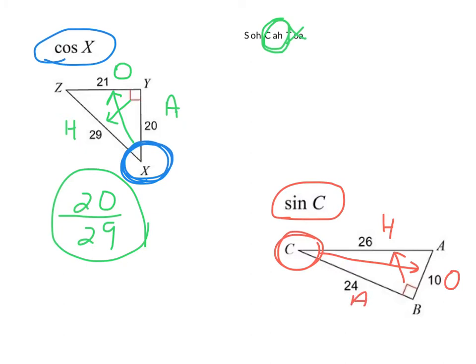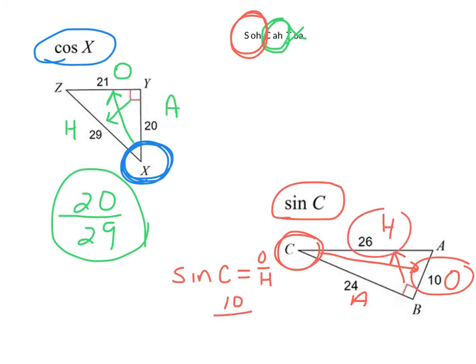And again, I'm looking for sine. So the sine of angle C is going to be what? It's the O over H. All right, so O, my opposite, is 10. My hypotenuse is 26. These are both even numbers, so I know that I can reduce it, divide each of them by 2. 10 divided by 2 is 5. 26 divided by 2 is 13. So my answer is 5 over 13.